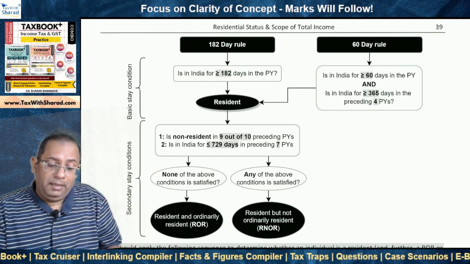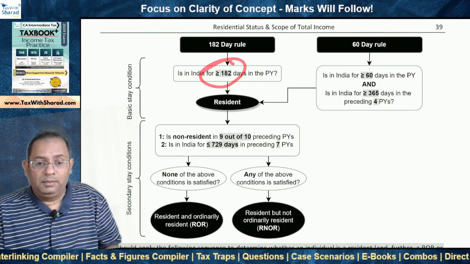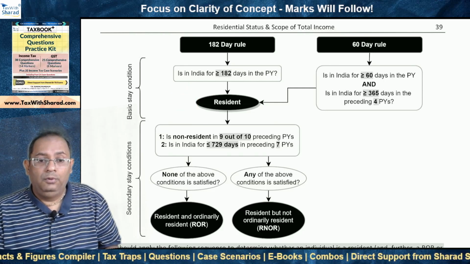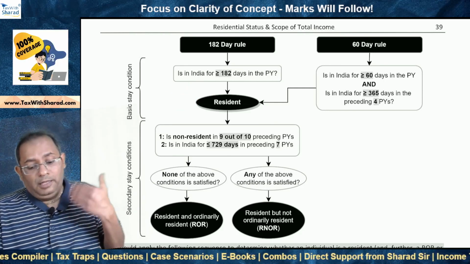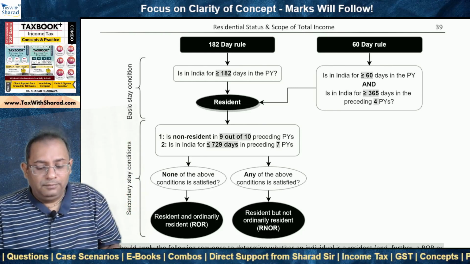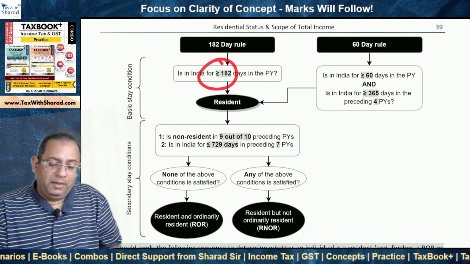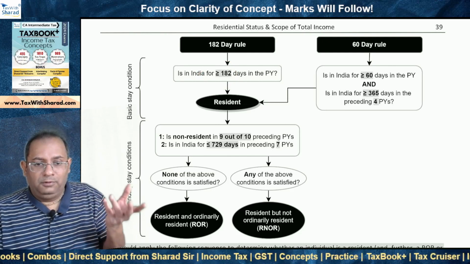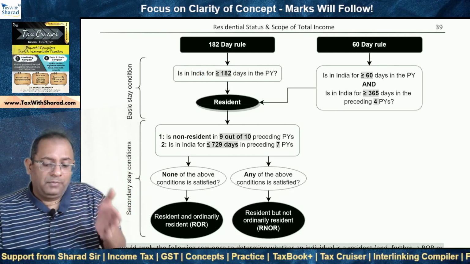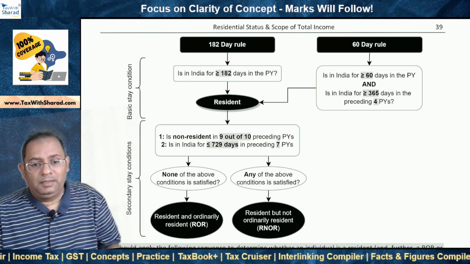What if the person is in India in the previous year for less than 182 days? That means he is not becoming a resident under the 182-day rule. There may be a case where a person has, say, moved out of India, and the special rules are not applicable, and the person is there in India, say, for 60 days or 70 days or 100 days. That means not 182 days or more. Then will the person not become a resident in India?